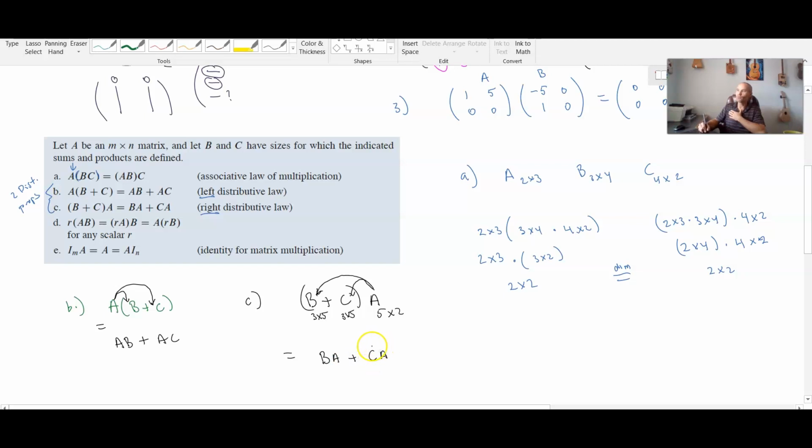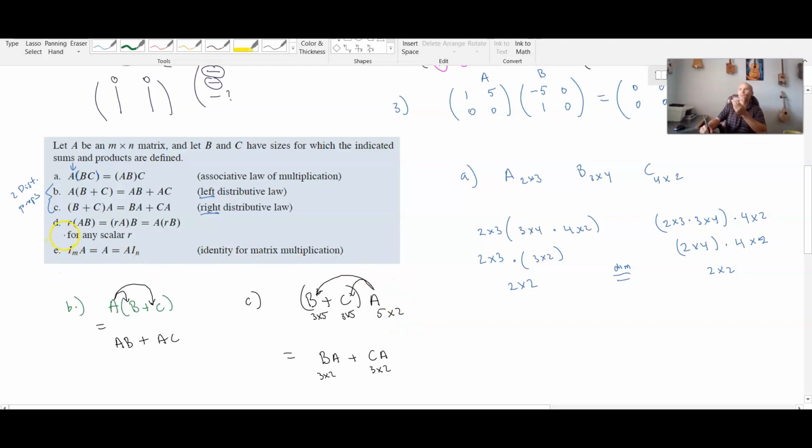So as long as you don't commute that matrix to the other side of the matrix that it is multiplying, we're in good shape. And you can see here that this is going to be a 3 by 2 plus another 3 by 2, which is the same thing we would get as if we added B and C together first, giving us a 3 by 5, and then multiplying it with a 5 by 2 to give us a resulting matrix that is 3 by 2.